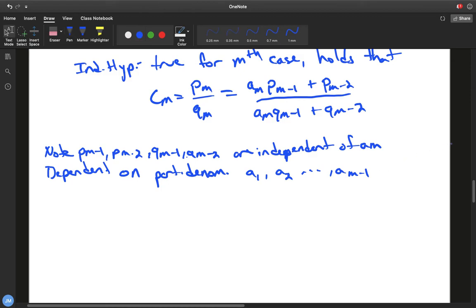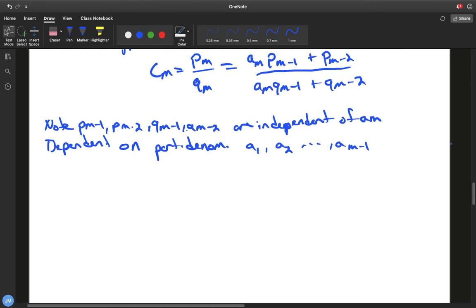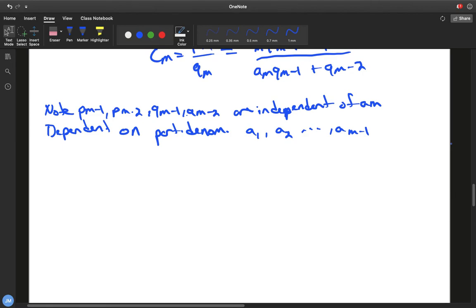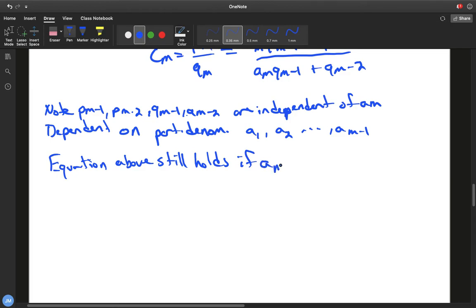So what that means that we can do, and this is kind of an important step in this proof, is that the equation from above, where we defined c sub m, still holds if a sub m is replaced by a sub m plus 1 over a sub m plus 1.